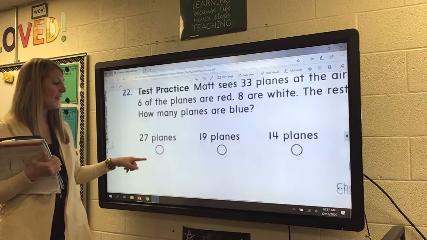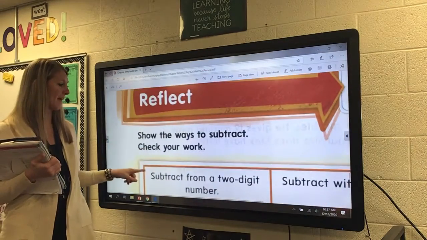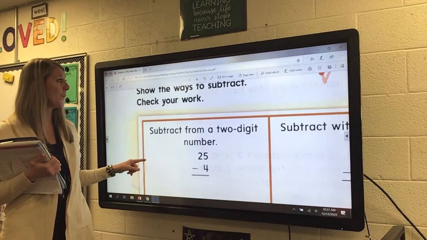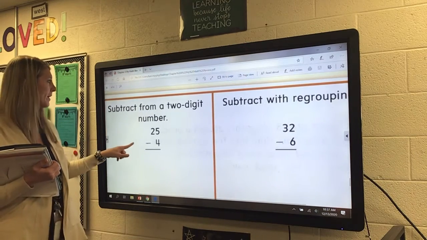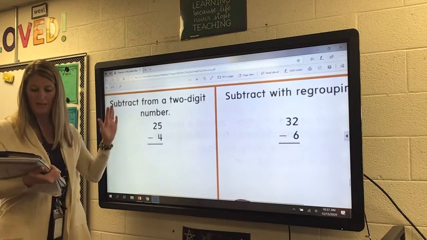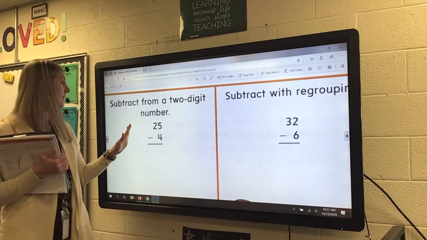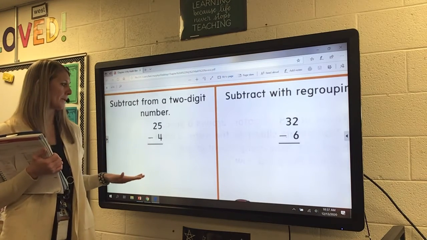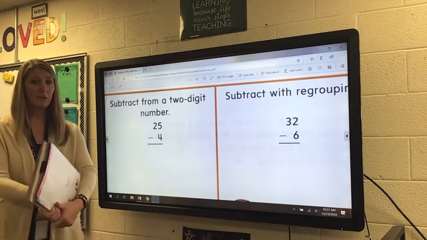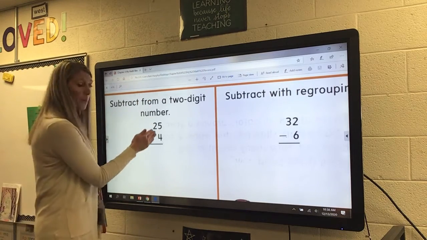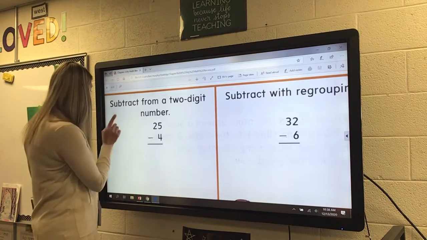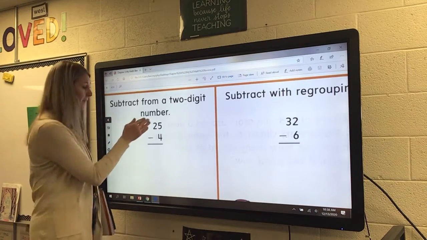Okay? On the very back page, we are going to reflect. We're going to show the ways to subtract, and then we're going to check our work. So the first one at the top left box says, subtract from a 2-digit number. So what we're going to do on this is we're just going to subtract going down in our ones column first, and we always got to do the first step.